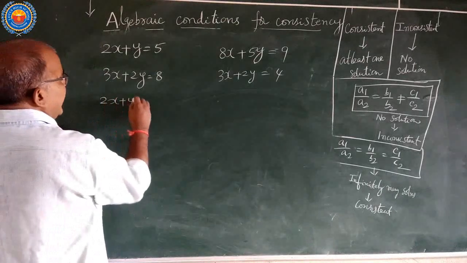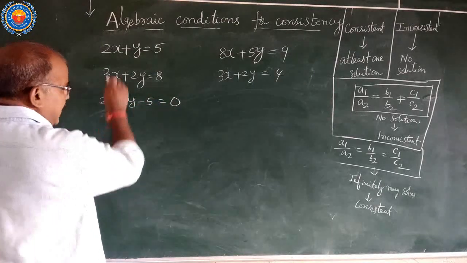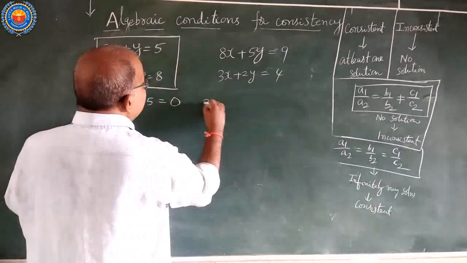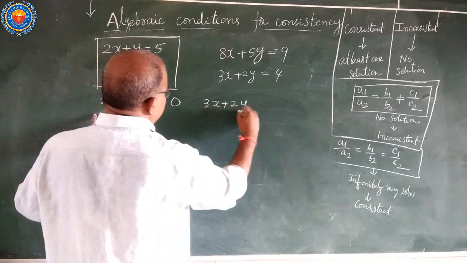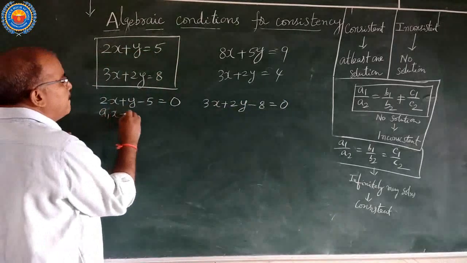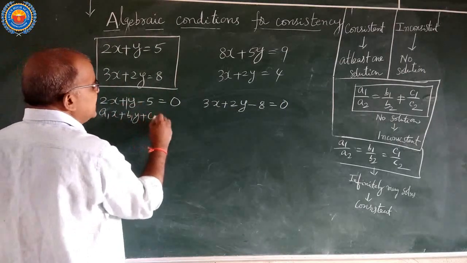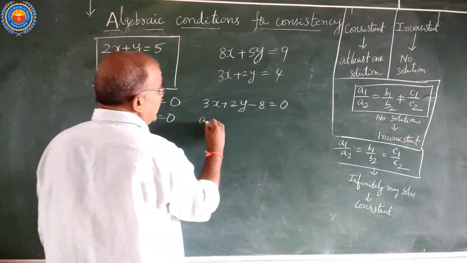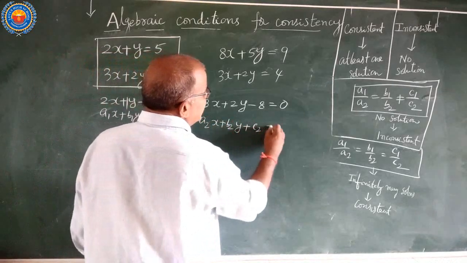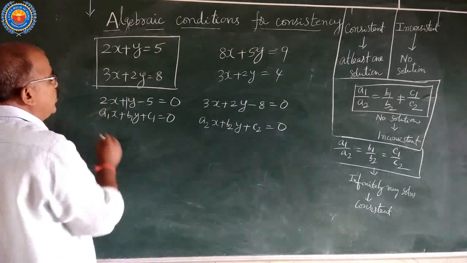First, I will take this example: 2x plus y minus 5 is equal to 0, and 3x plus 2y minus 8 is equal to 0. Later I will do the other one. Compare with a1x plus b1y plus c1 is equal to 0 and a2x plus b2y plus c2 is equal to 0.